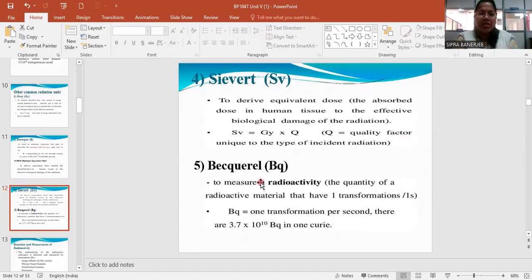Now Becquerel is also a unit of radioactivity. It is the quantity of radioactive material that has 1 transformation per second. So 1 Curie equals 3.7 into 10 to the power 10 Becquerel. That will be measuring this type of disintegration unit.